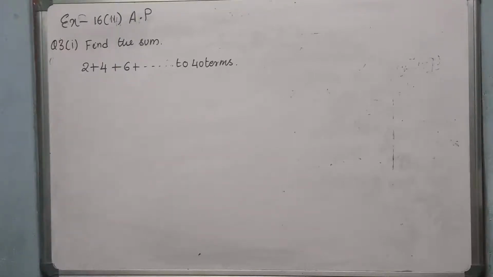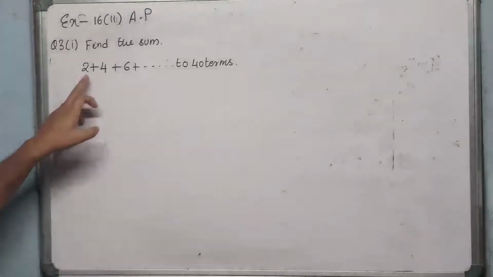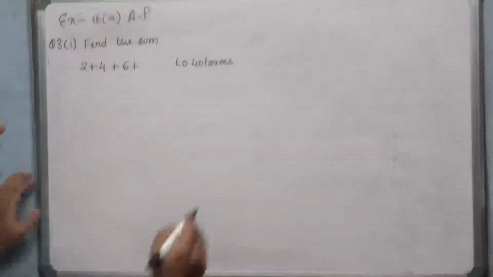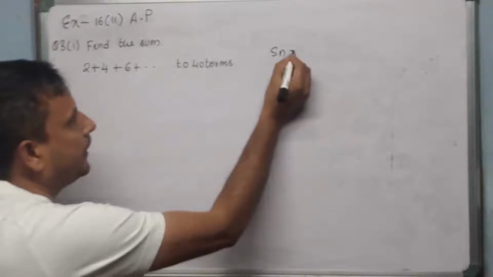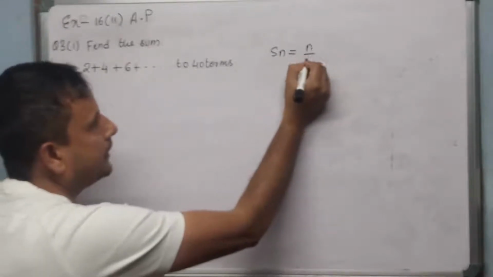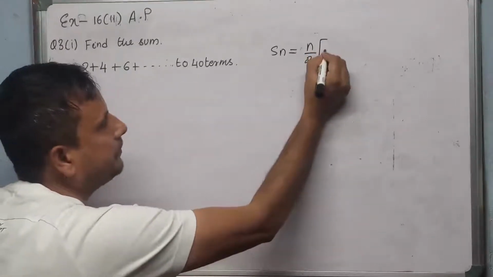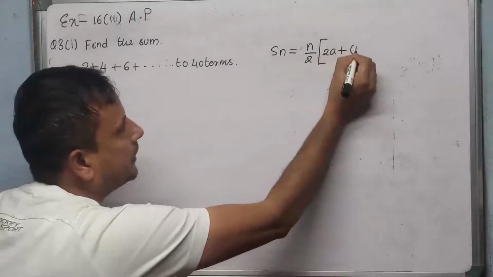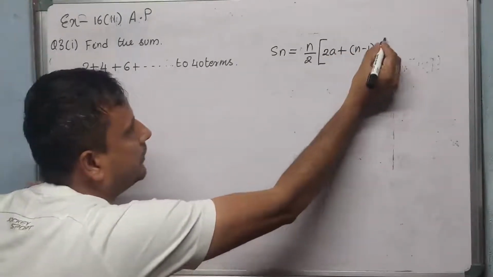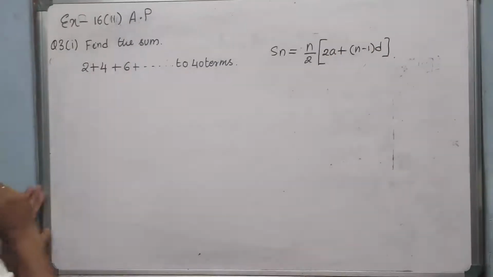To calculate the sum of the series 2 plus 4 plus 6 up to 40 terms, I'll use the sum of n terms formula. The sum of n terms formula is n by 2 into (2a plus (n minus 1) into d). This is the formula that I'm going to use.